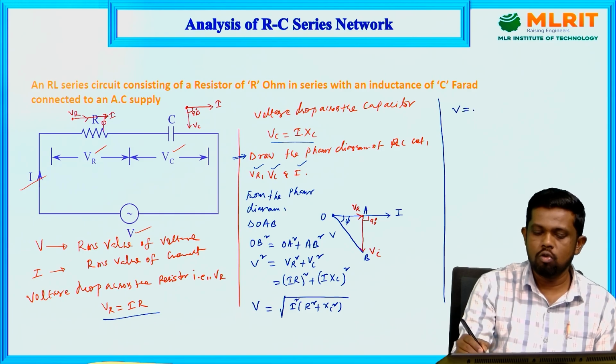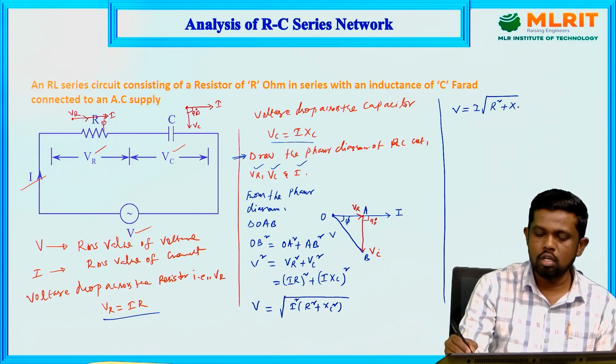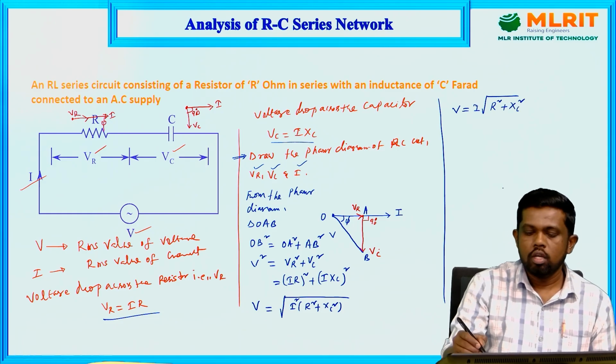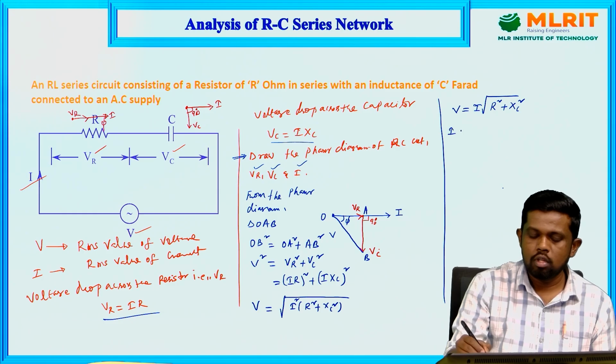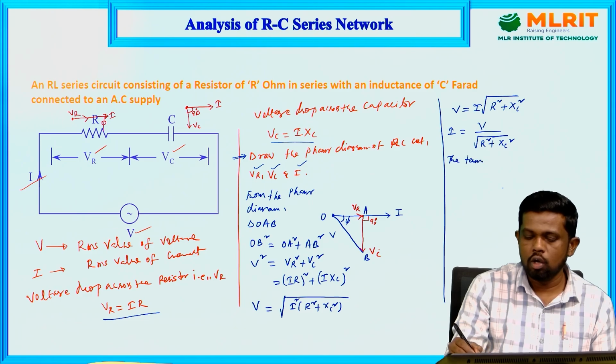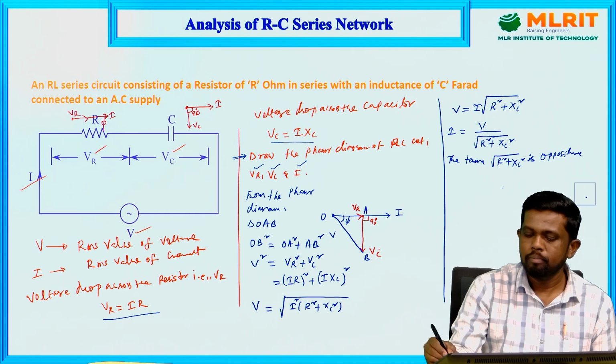So for that, V equal to I times the square root of R square plus XC square. So here this is the I value. From this, the exact current flowing through the circuit is V upon the square root of R square plus XC square. So the term square root of R square plus XC square is always opposing the flow of current.